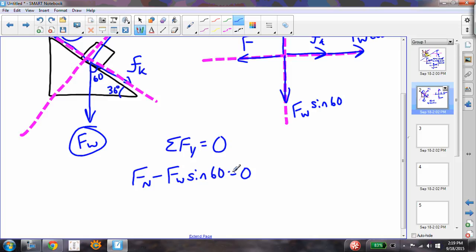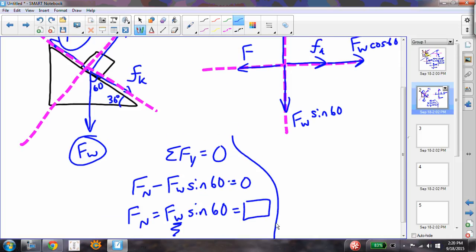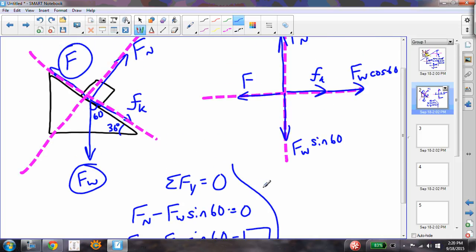is equal to 0. So if you needed to know your normal force, I would just say Fn is equal to Fw sine of 60. And then you could solve that for whatever number it is. Whatever the mass times the acceleration due to gravity times the sine of 60 would give you your normal force. Then the x direction is a little trickier. We say Fw cosine 60 plus Fk minus F is equal to max.